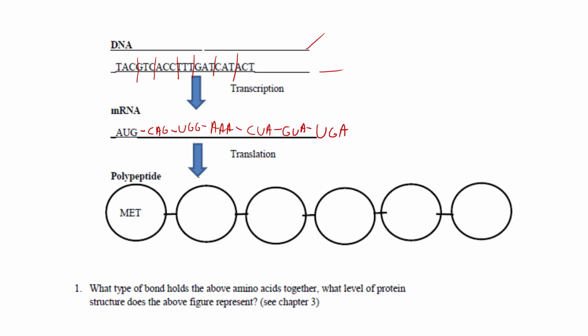Now I'm going to write these down here so I can keep track. CAG, UGG, AAA, CUA, GUA, and UGA.